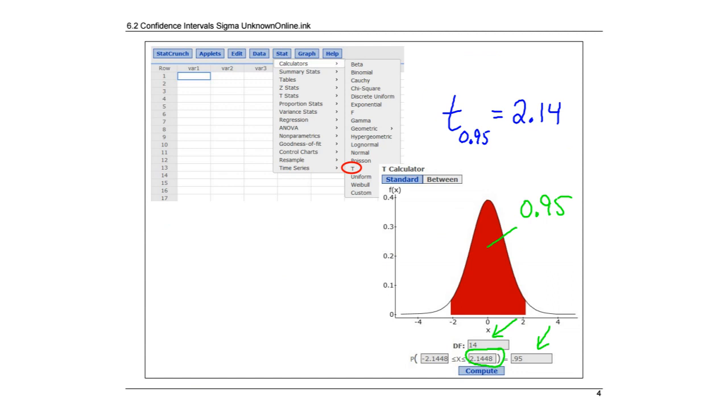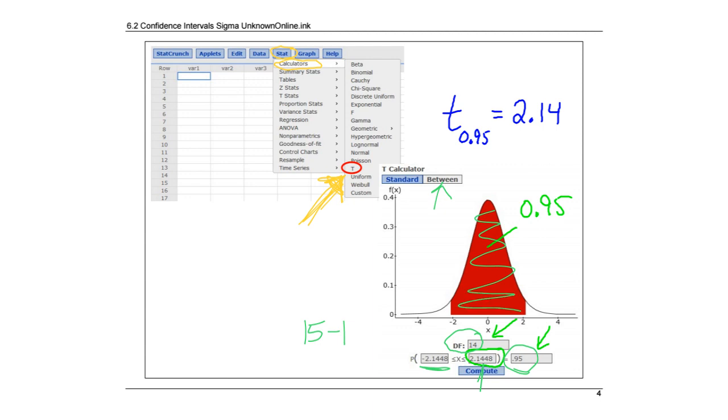So this is the same problem. We're going to go to Stat and then Calculators, but this time we're going to come down to T. So we're going to look at the T calculator because we need our critical values. When we come over here, we are going to put in our degrees of freedom. Remember, that was 14 because that was the sample size minus 1. We're looking for the critical value, and of course we hit between. So we're looking for this value and this value, but we're going to put in the 0.95 because that's what they told us they wanted the area between to be.